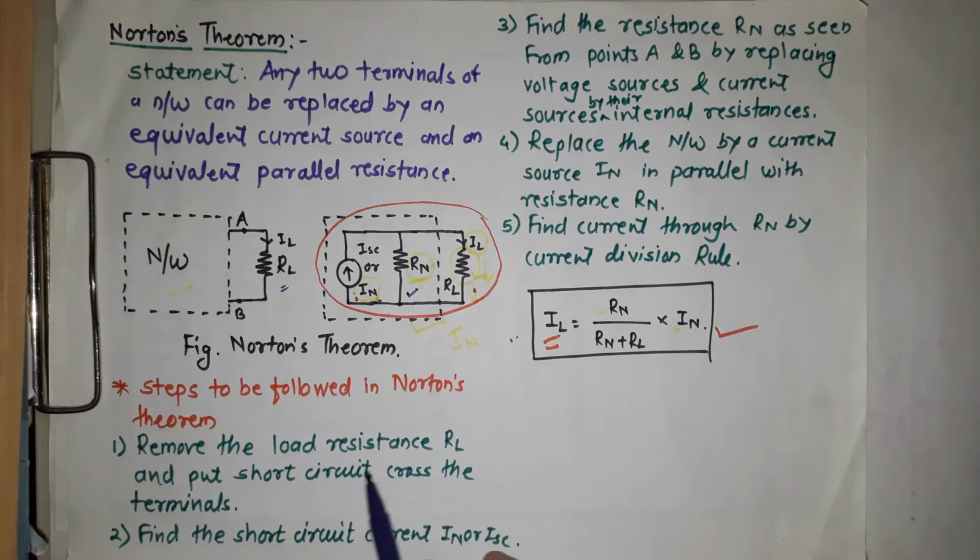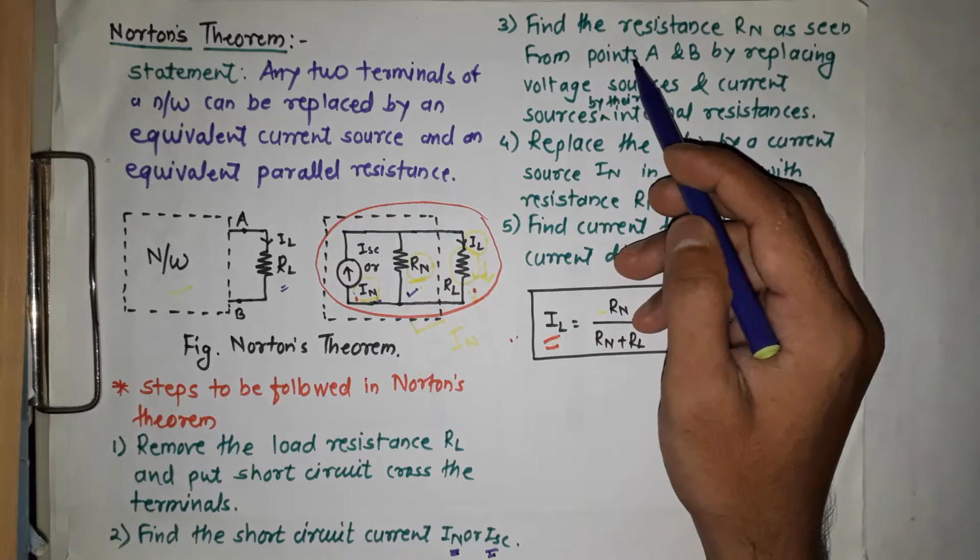First one is remove the load resistance RL and put a short circuit across the terminals. Second one is find the short circuit current IN or ISC. IN is the Norton current, and sometimes we call it ISC. It is the short circuit current.